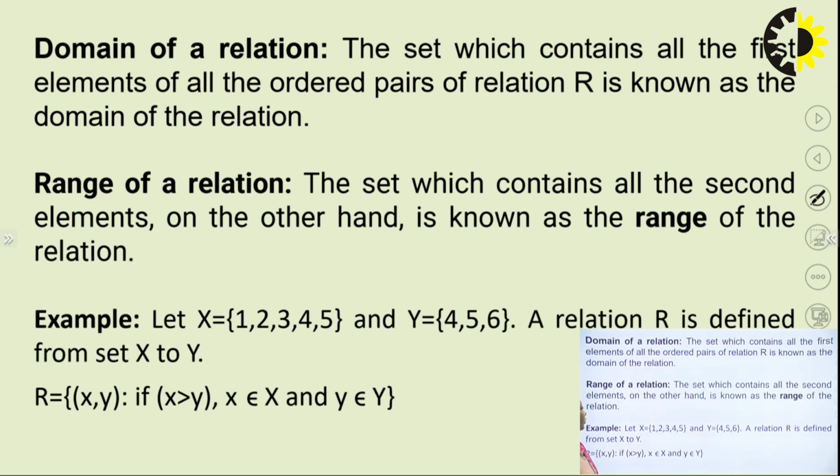Suppose I have a set X which contains 5 elements, that is 1, 2, 3, 4 and 5, and I have another set Y which contains 3 elements: 4, 5 and 6. Now, what is the definition of the relation? There will be a relation R which is defined from set X to the set Y.